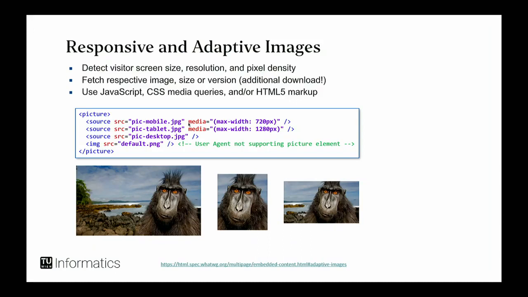And here you can also apply media queries. Let's say the mobile one only applies if I have a max width of 720 pixels, the tablet one 1280, and then the default is the desktop. And then the last one is what you usually do if the user agent does not support the picture element, so it doesn't know what to do with it. You still have the original image element that you can apply here.